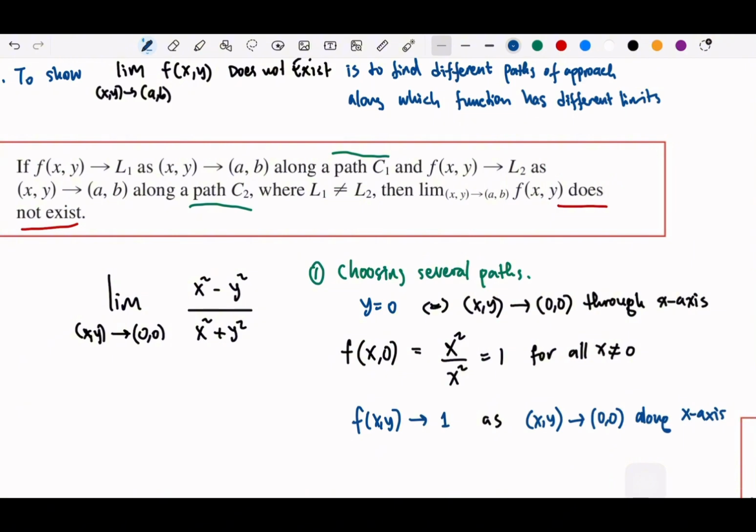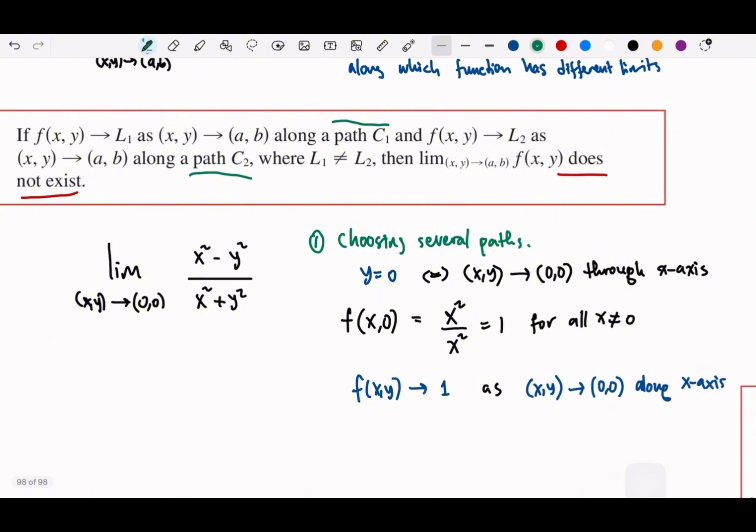Basically we are going to check whether it will be a consistent value or not, so we need to make a list of some possible paths. The more you see the types of functions, the more you will know which path you need to try. Then choose one path first, and second, choose another path.